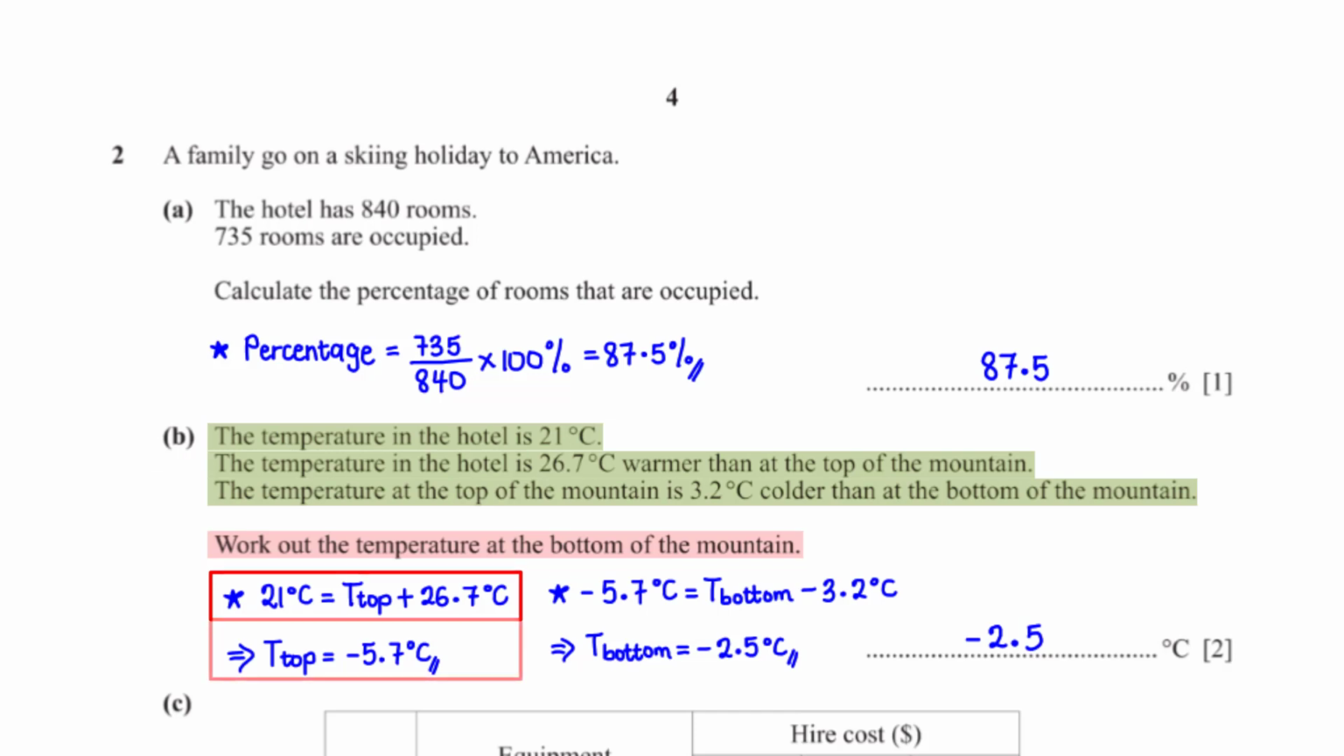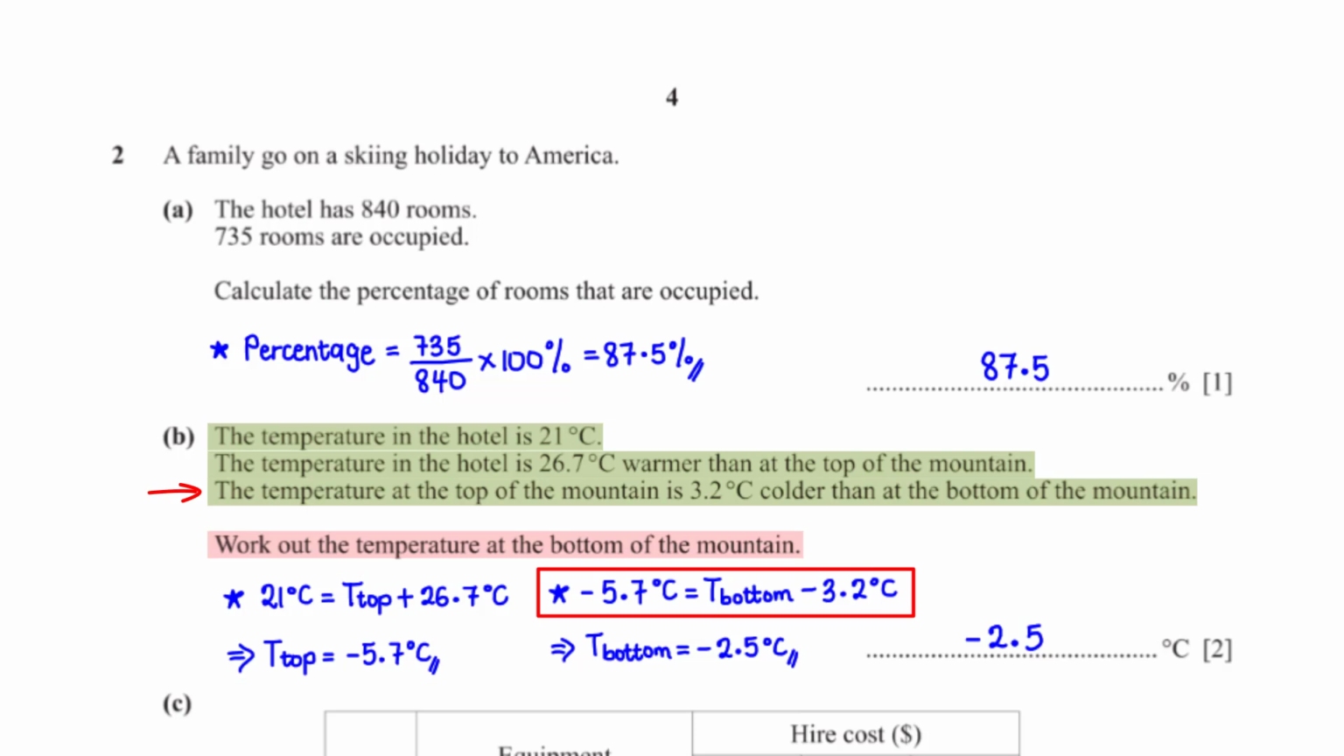temperature at the top to be negative 5.7 degrees Celsius. Based on this, we know that the temperature at the top, which is negative 5.7 degrees Celsius, is equal to the temperature at the bottom of the mountain minus 3.2 degrees Celsius. When we add 3.2 to both sides, we get the temperature at the bottom to be negative 2.5 degrees Celsius.